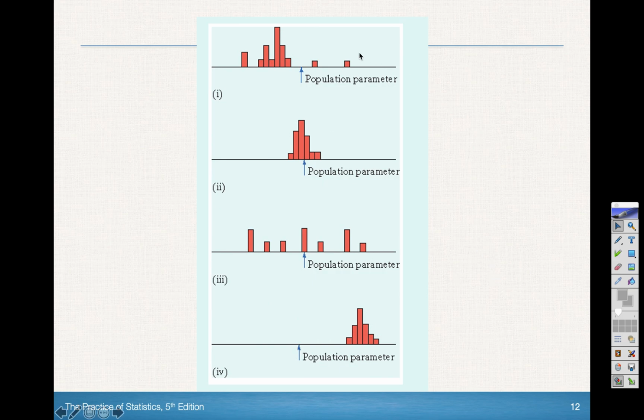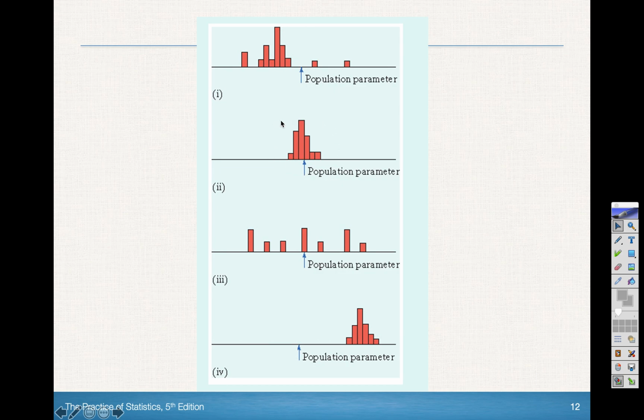Here's how it would look if we were looking at a distribution. You will see the first one has high bias and high variability, because here is my population parameter, but the center of my sampling distribution is over here. If we have a low bias way of collecting data, the center of our sampling distribution should be our population parameter. So the first one is high bias and high variability because I'm all over the place and my center is not my population parameter.